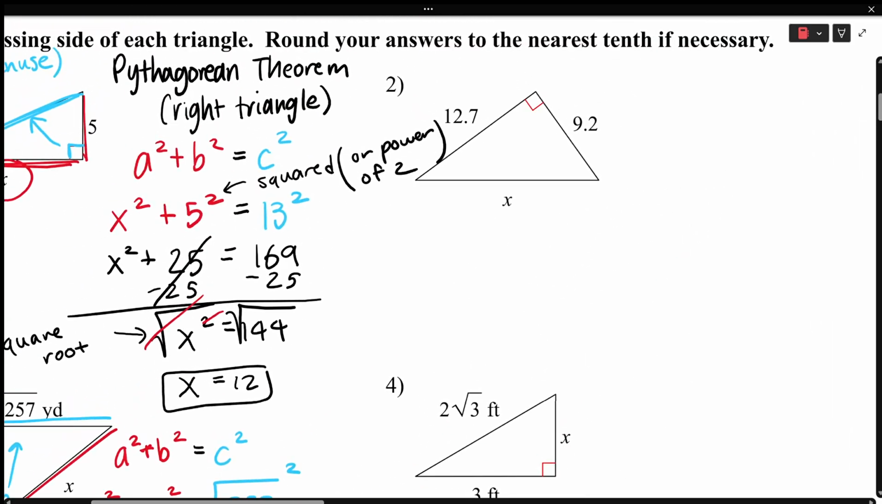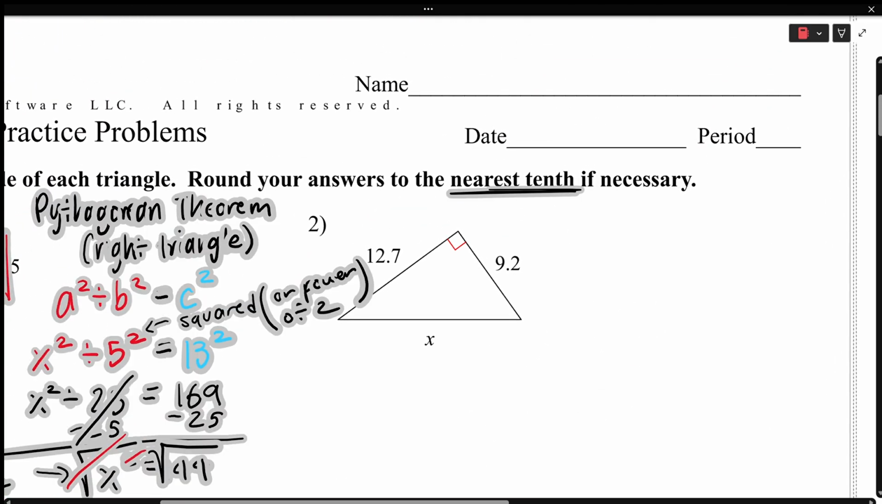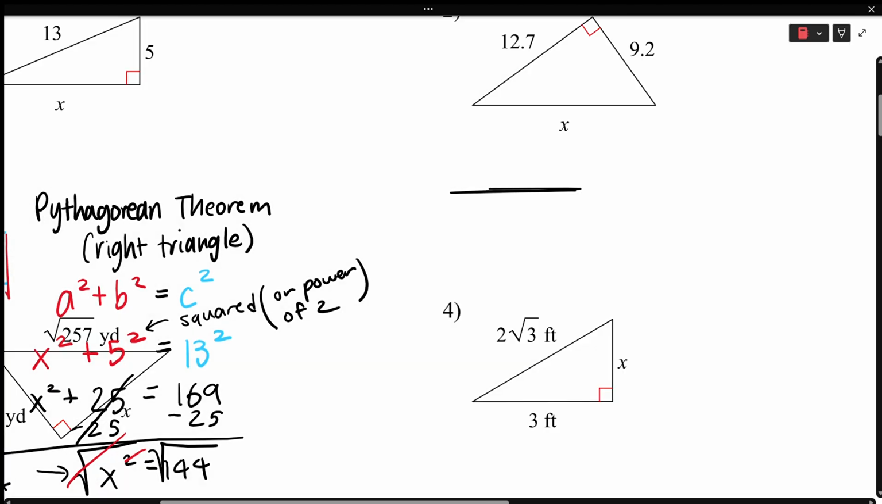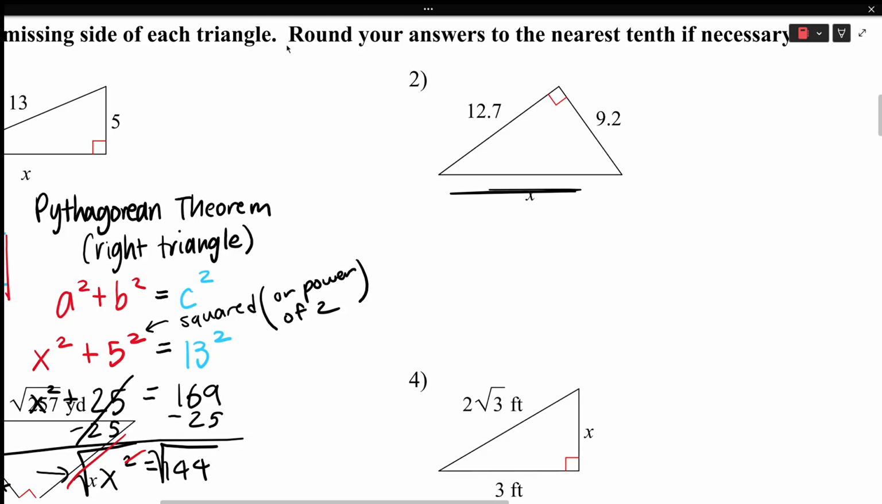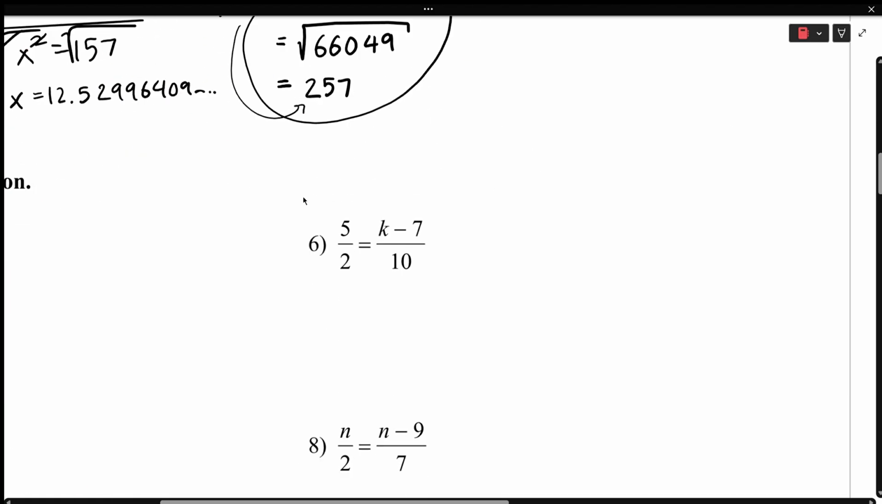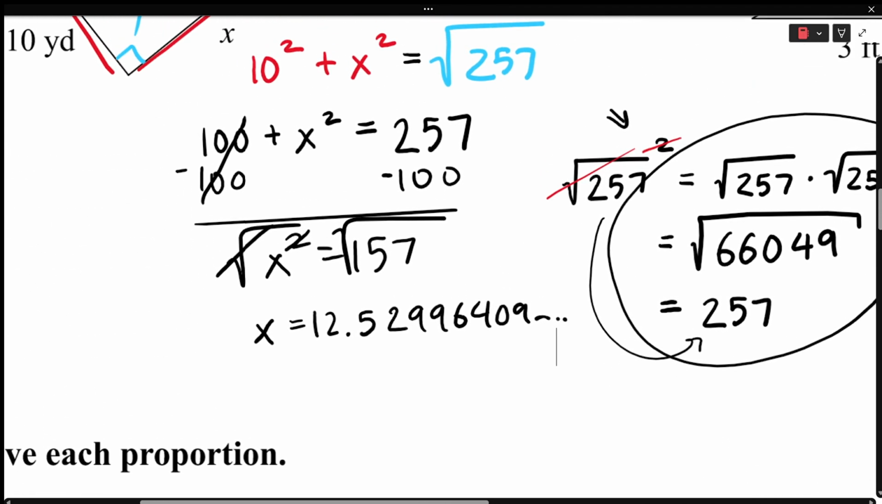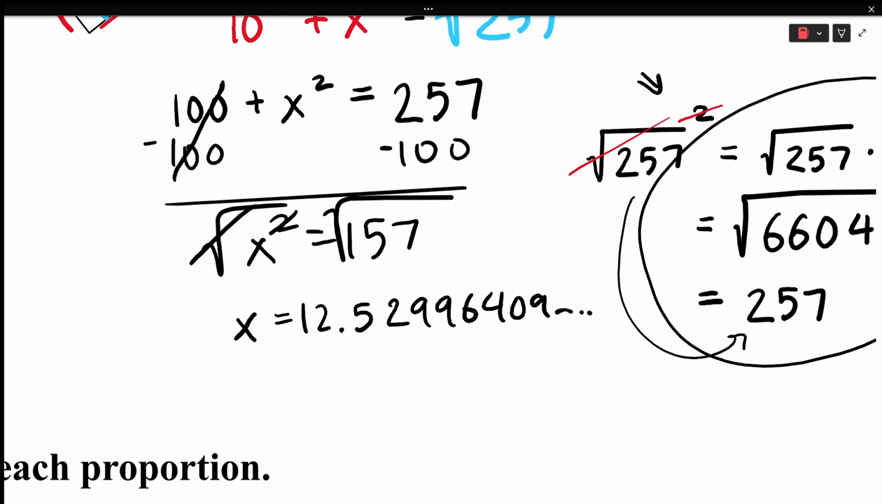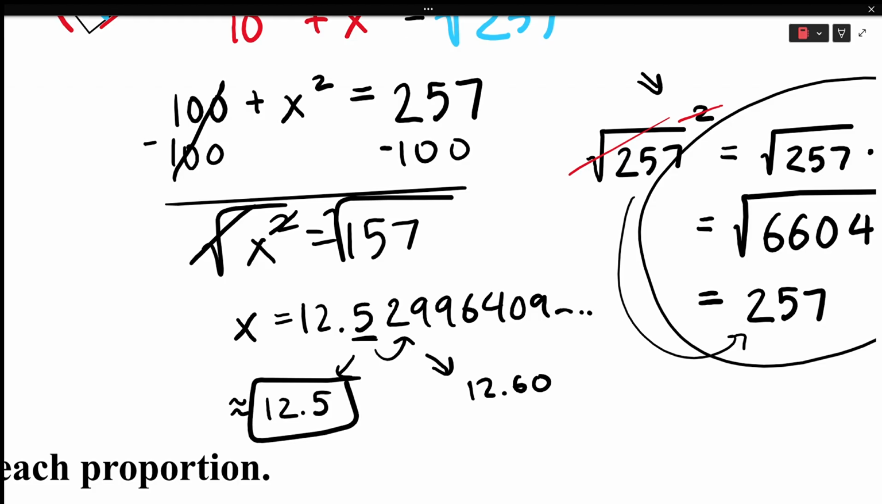The direction said round to the nearest tenths place. So let me go ahead and round it. The tenths place is the first number after the decimal. The number next to it is going to help us determine, are we staying at 5 or are we moving up to 6, right? We're asking ourselves, is 12.52 closer to 12.50 or is it closer to 12.60? Obviously, it's closer to 12.50, so we're going to round it to 12.5, okay? That's our final answer.